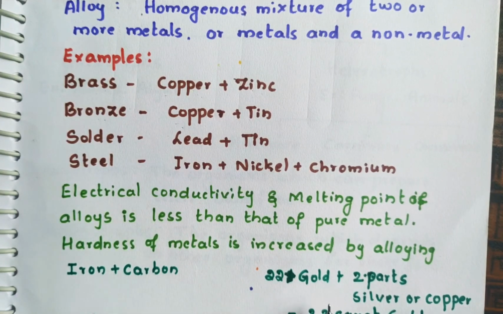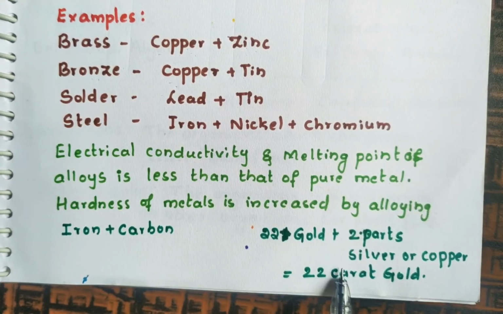Next is 22 karat gold. 24 karat, that is pure gold, is very soft. So we add 22 parts of gold with 2 parts of silver or copper to get 22 karat gold. This 22 karat gold is used for making jewelry. And it is very hard compared to the pure 24 karat gold.